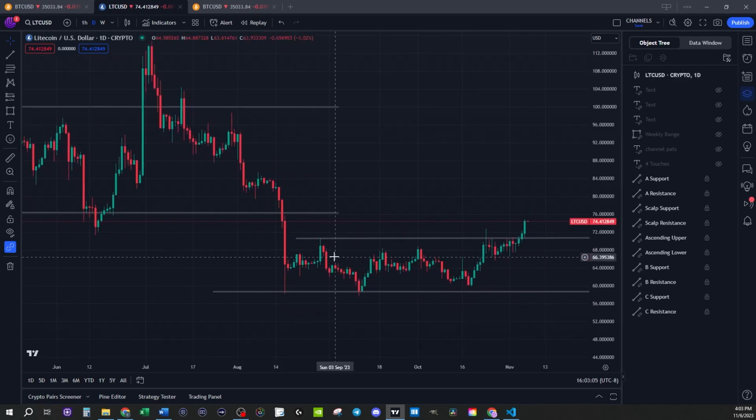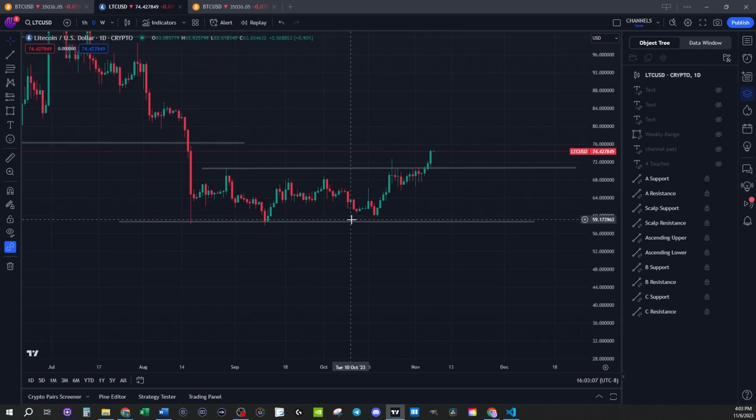But as you can see, we've been in another channel pattern since around August. So we had a little bit of a breakout right here, a little bit of a red candle there. So where's price gonna go from here?